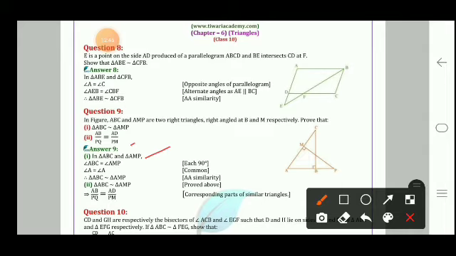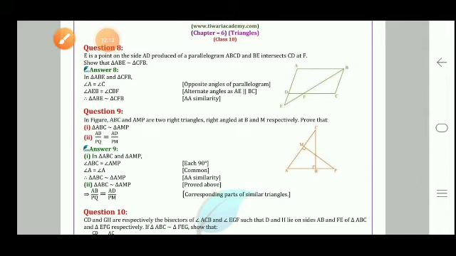We have angle ABC, which is equal to angle AMP, 90 degrees each. Angle A is equal to angle A, common. So by angle similarity, both the triangles are similar. When both the triangles are similar, by corresponding parts of similar triangles, we have AB upon PQ is equal to AD upon PM. Then moving towards question number 10.